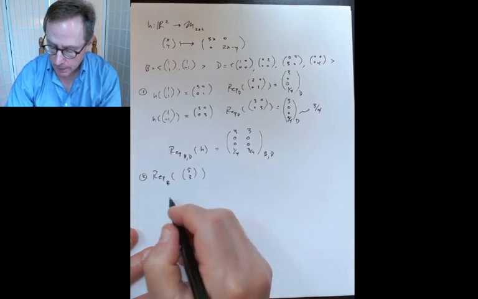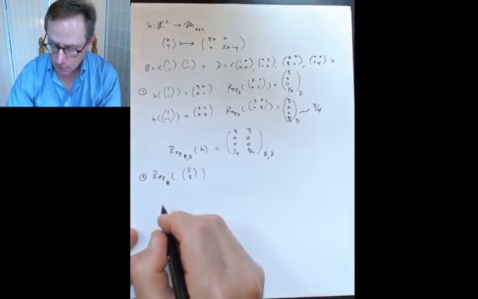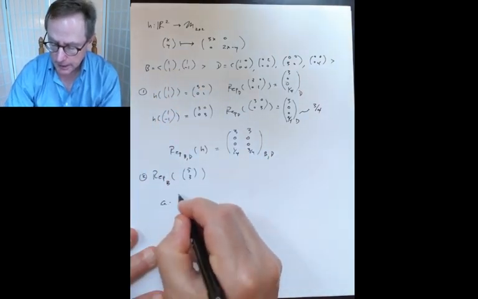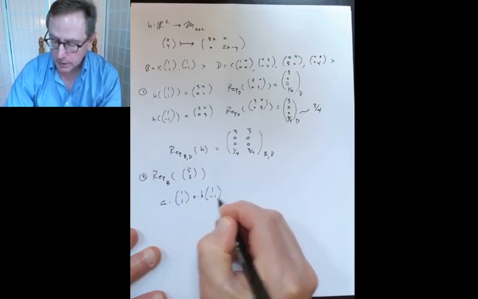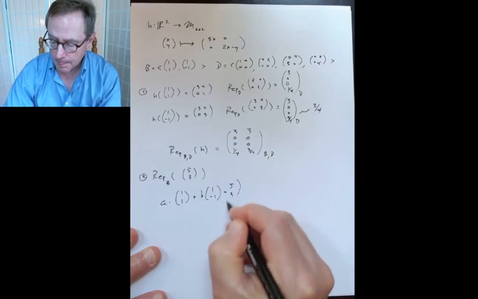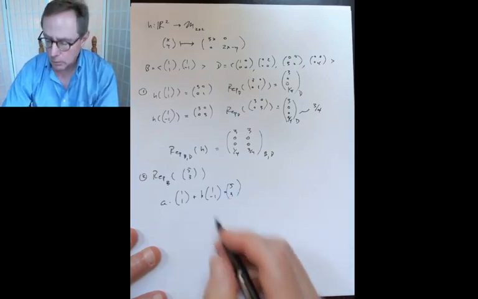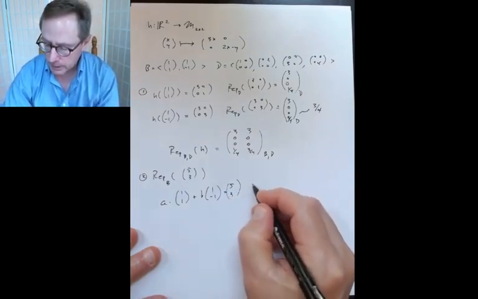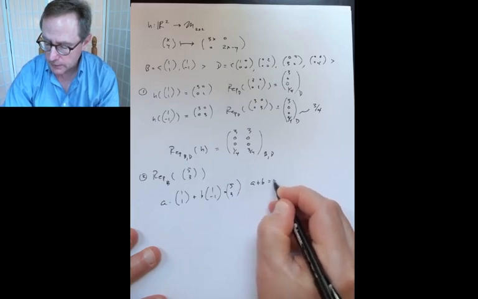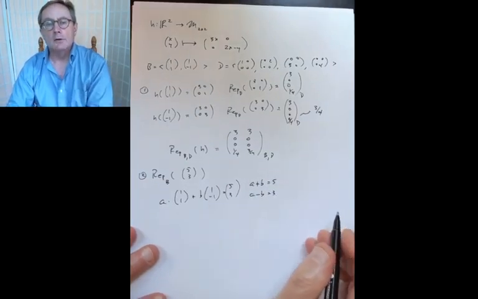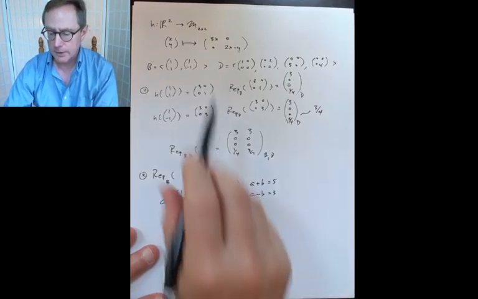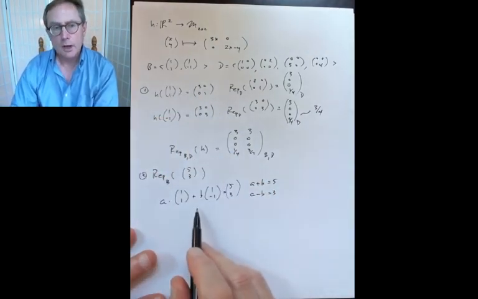So if you remember the basis up here, I'm looking to write down something like a times (1, 1) plus b times (1, -1) equals (5, 3). And of course that gives you some linear system. You're looking at a plus b equals 5 and a minus b equals 3. And I'll show you a tip about this basis up here. I'll show you a little trick.